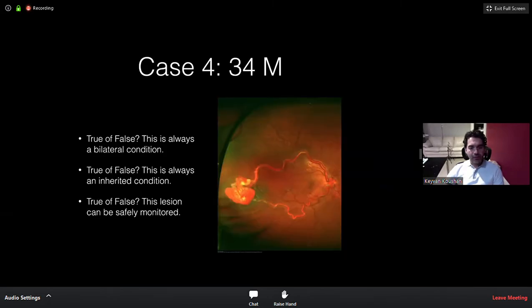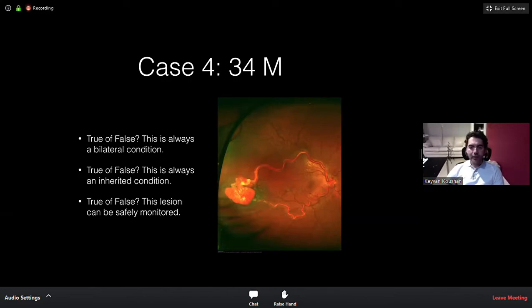In case 4, this is an adult, a 34-year-old male, and this is discovered in this person. Is this true or false: is this always a bilateral condition? Or no, it can be unilateral, true or false. And again, true or false, it is always an inherited condition. First of all, just try to remember the name of this. I have a chunky lesion here; you seem to have a feeding artery and a draining vein. So what is this? Is it always unilateral or not? Is it always inherited or not? And can this be monitored safely or not?